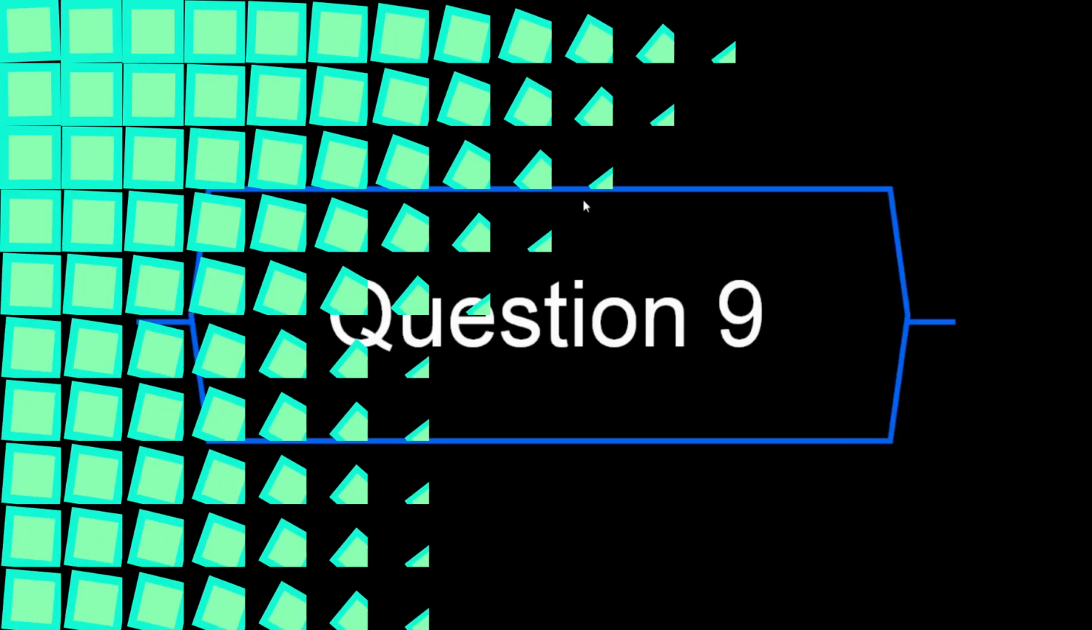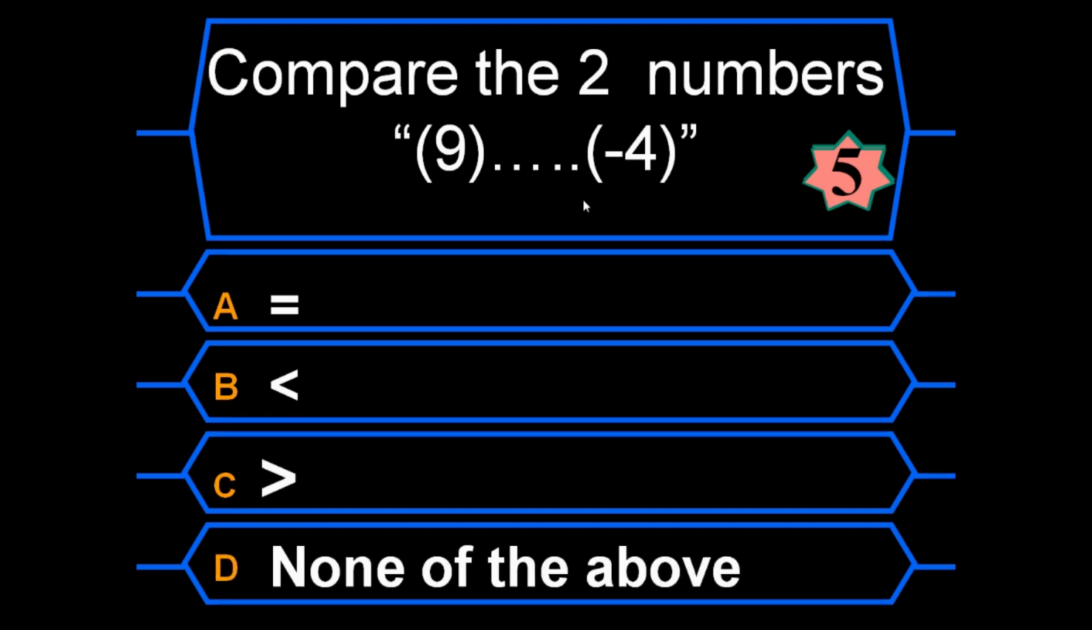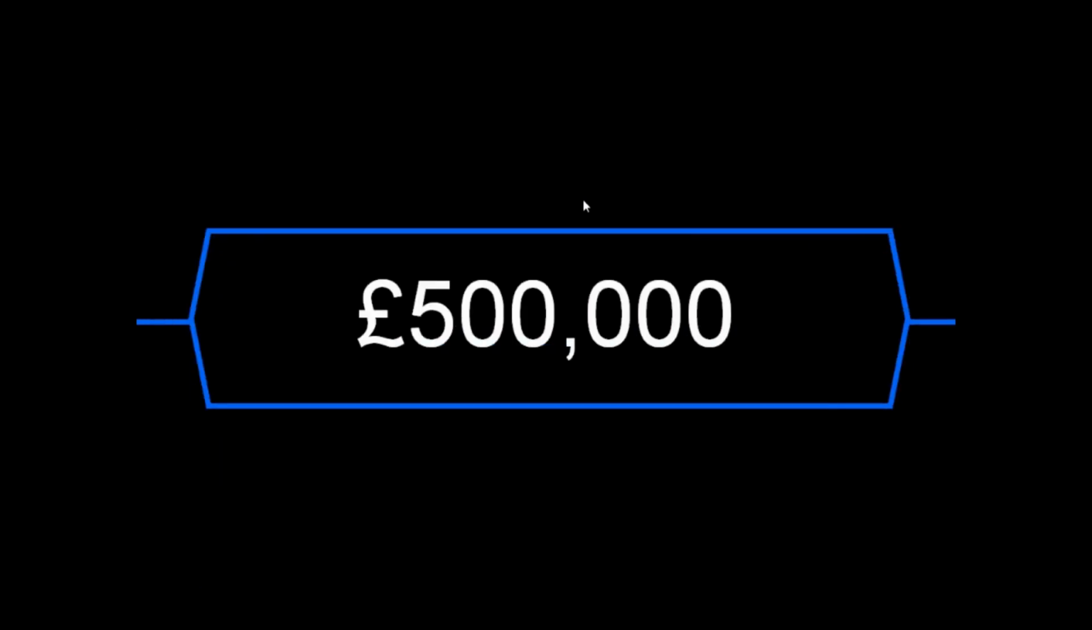400,000 pounds. Number 9. Compare the two numbers. Equals, less than, greater than, none of the above. 5 seconds. Off we go. Greater than. 500,000 pounds.